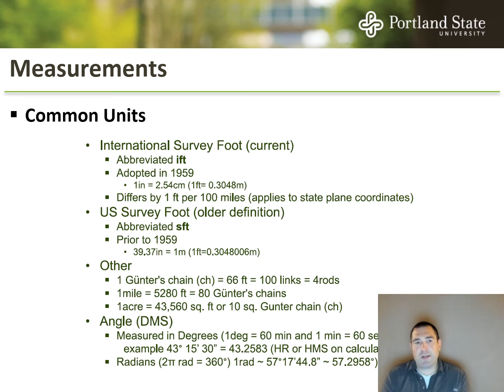Common units: nowadays in surveying, for the US customary system, we use the International Survey Foot. That's been used since 1959. The older one we just call the US Survey Foot. They're pretty much the same. The difference is very, very small. In fact, it's only like 6/1 millionths of a meter. Pretty small, but if we're talking about thousands of miles potentially, that could make a pretty big difference. So that's an important thing to understand.